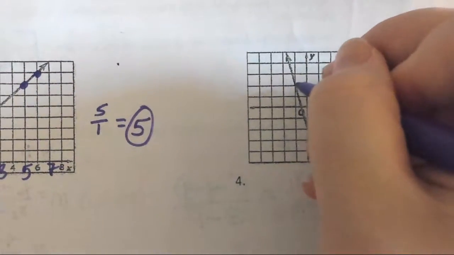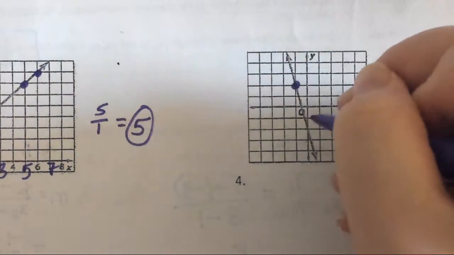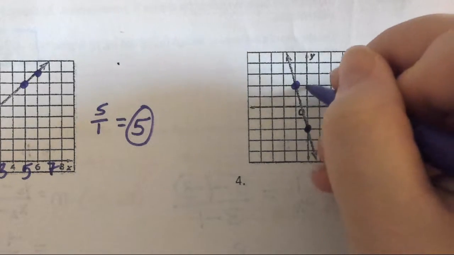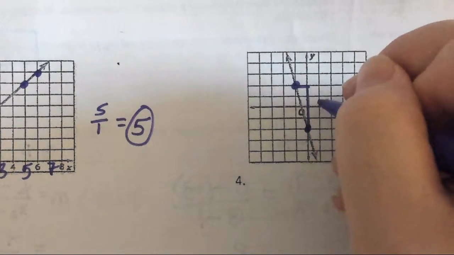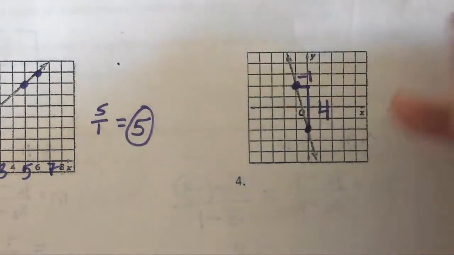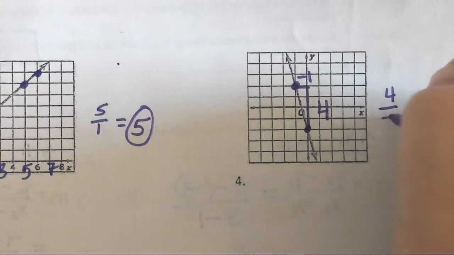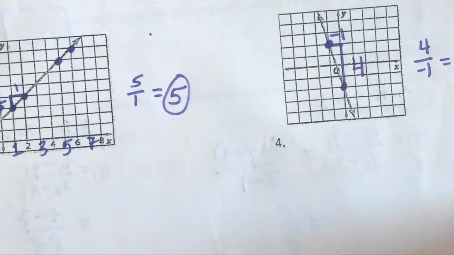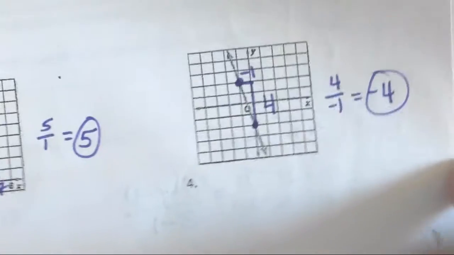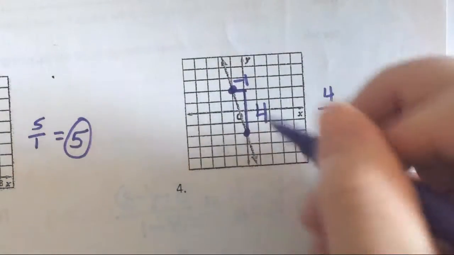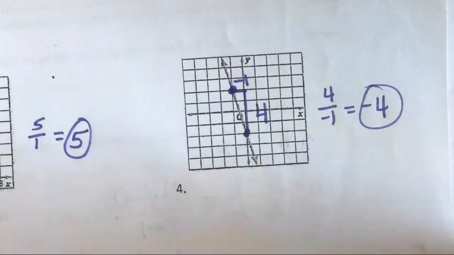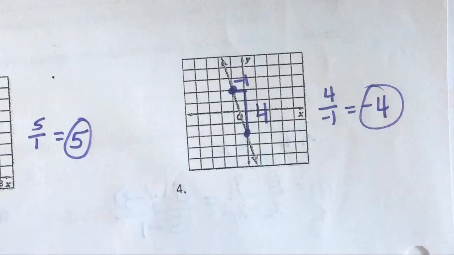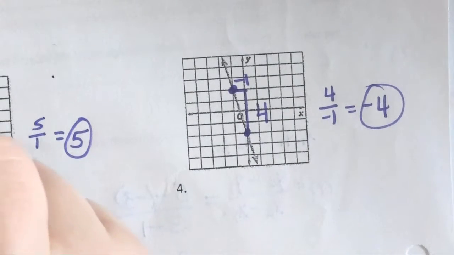Woo, that was fast. I don't even know. Is he right or are you right? Okay, I agree that's negative. I picked these 2 points. I went up 4 and then to the left 1, so it's 4 over negative 1, which is negative 4. Are there any questions about any of this?